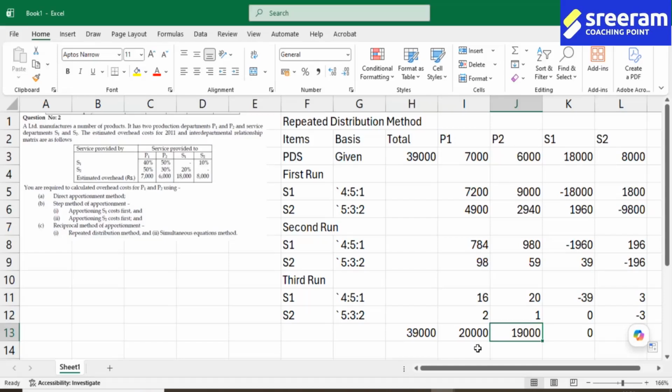So with that, this secondary distribution summary is over, with how many methods? 4 methods.